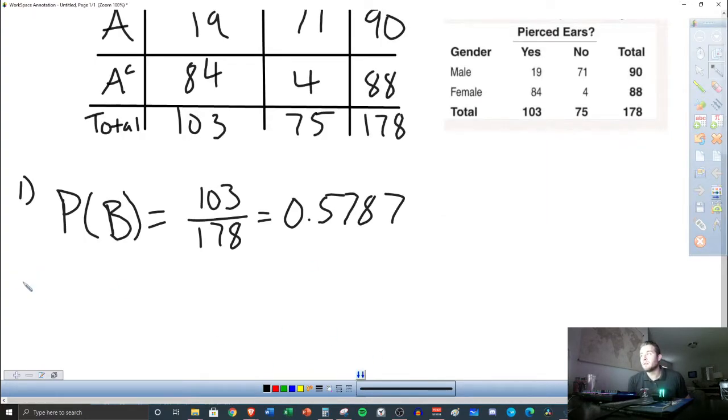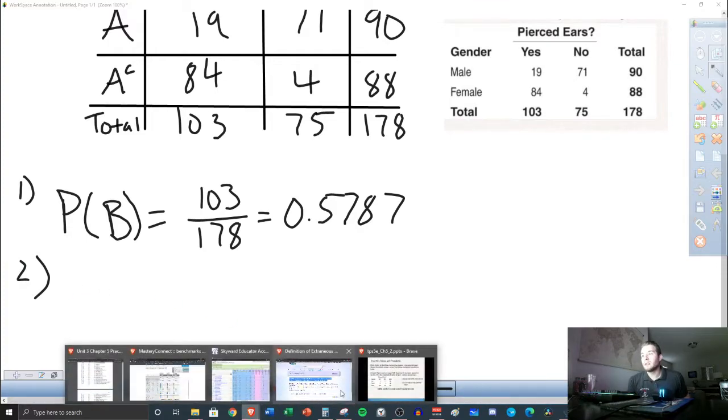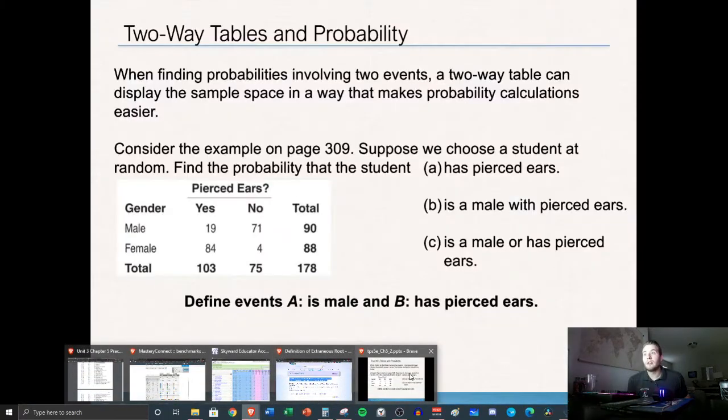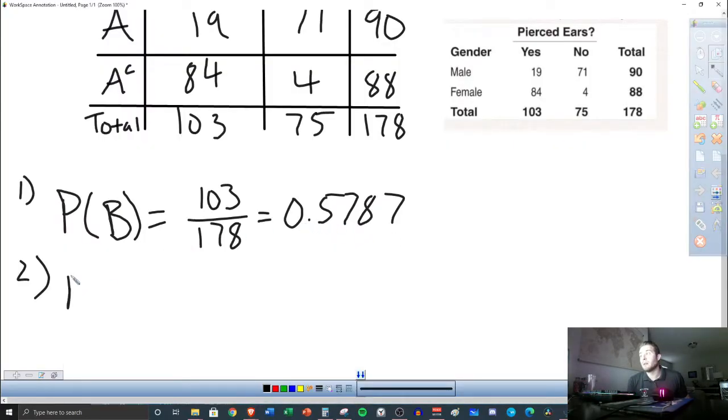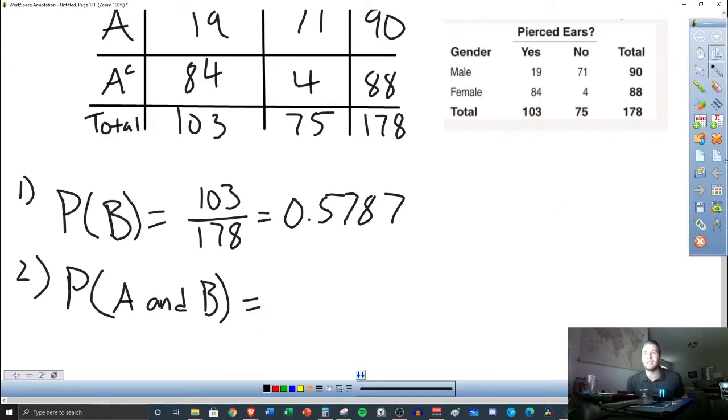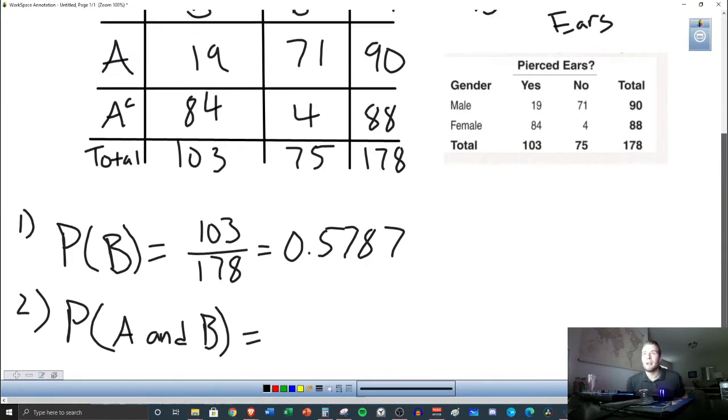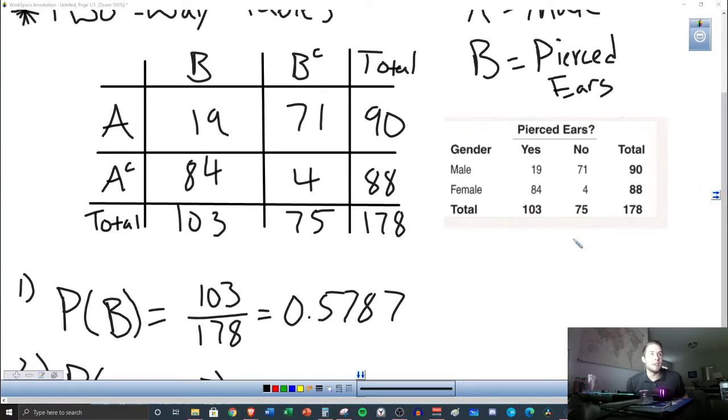All right, number 2. Number 2 says we want to know, is a male with pierced ears? So the probability that they are male, that's A, and have pierced ears. So now we have this idea of and. We want both. They have to be male and they have to have pierced ears. Let's scroll back up. Let's pause it and let's see if you can get the right answer.